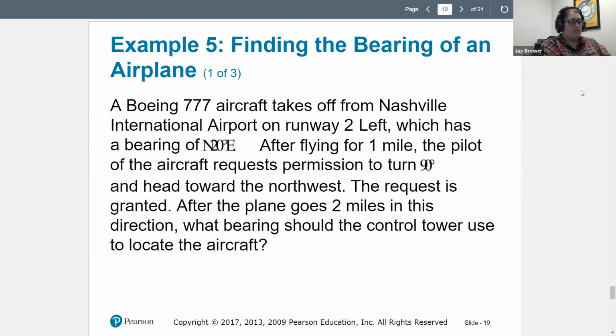Here's the last example for this section. But like I said, we are going to move on to the next section, so don't go anywhere. So we have a Boeing 777 aircraft taking off from Nashville International Airport on runway 2 left, which has a bearing of north 20 degrees east. After flying for 1 mile, the pilot requests permission to turn 90 degrees and head towards the northwest. The request is granted. After the plane goes 2 miles in this direction, what bearing should the control tower use to locate the aircraft?